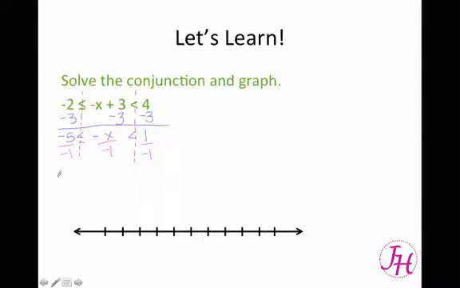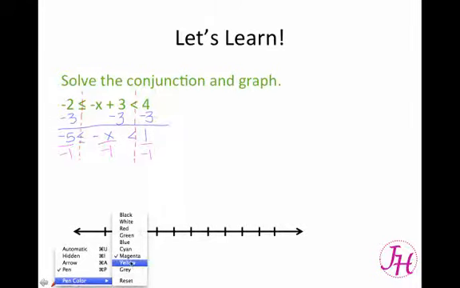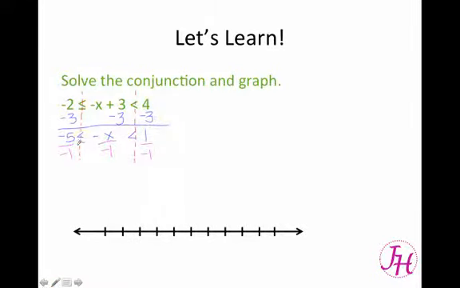When we do that, we must make sure we flip the inequality sign. So -5 divided by -1 gives us +5, but this inequality needs to flip over. So now instead of being less than or equal to, it's going to be greater than or equal to.